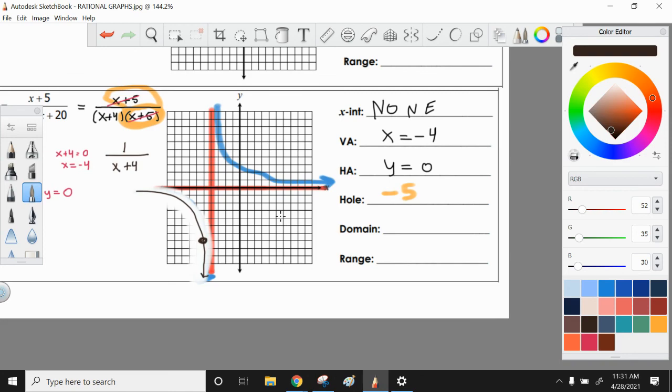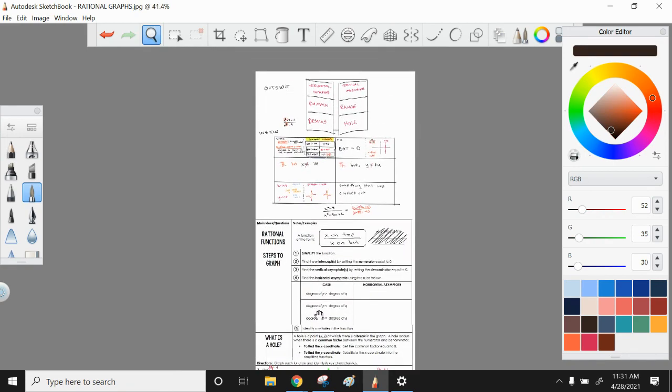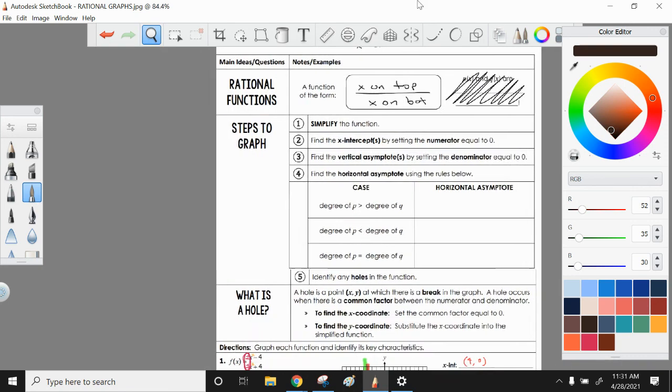Now, that's it for the hole, but that's going to change one more thing, okay? Because if we've got that little skip, that will also be affected in our domain because we've skipped over that point there. Because not only do we not exist at the -4, technically we also don't exist at the -5. All right, that is it.